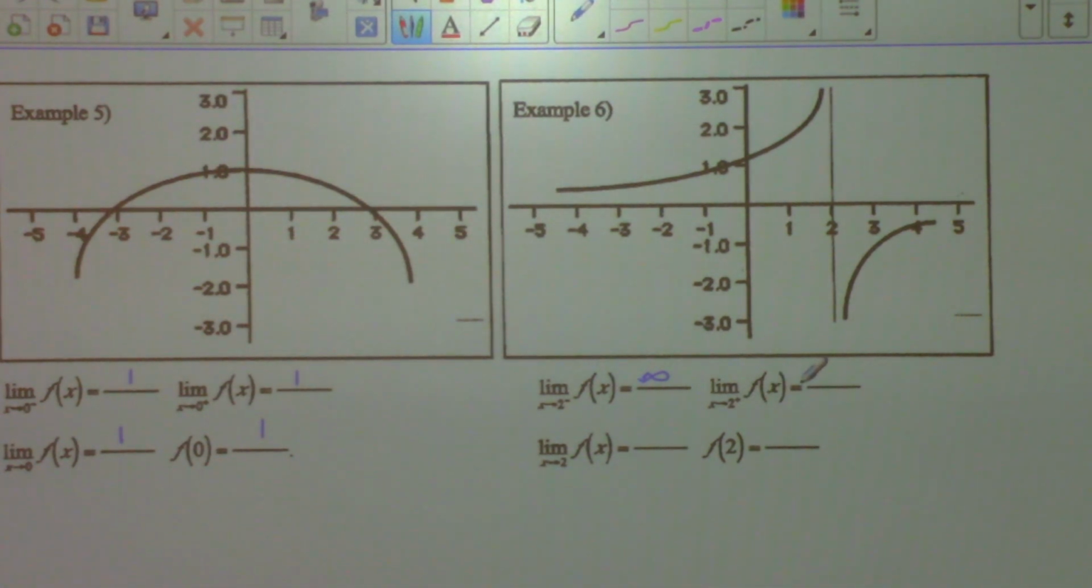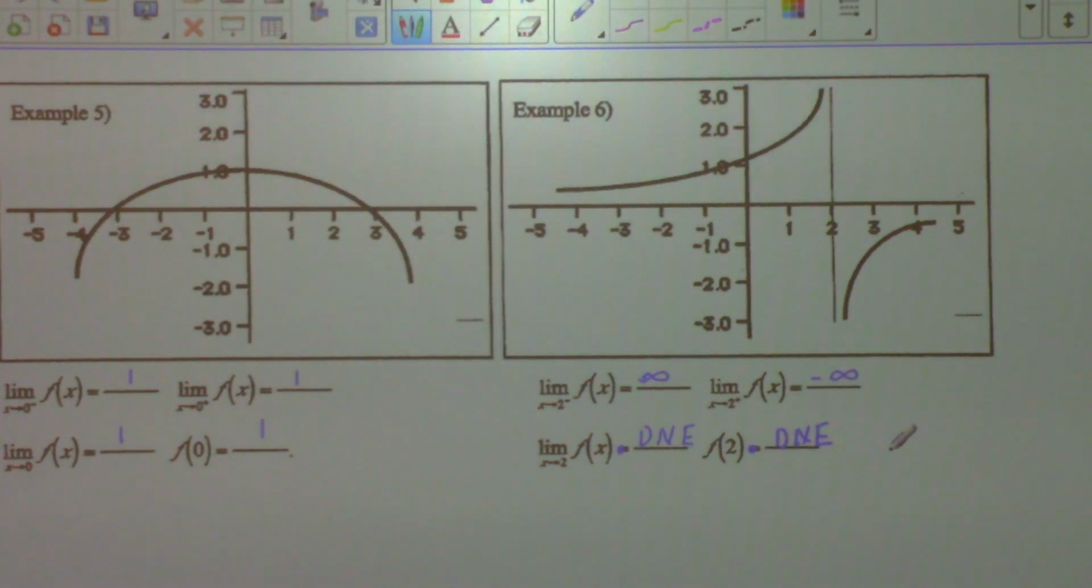And what about as we approach 2 from the right side? It'd be the opposite. Yes, it'll be like negative infinity. And the limit as x approaches 2 does what? Does not exist. And f of 2 equals, we don't see anything here, right? f of 2 does not exist.